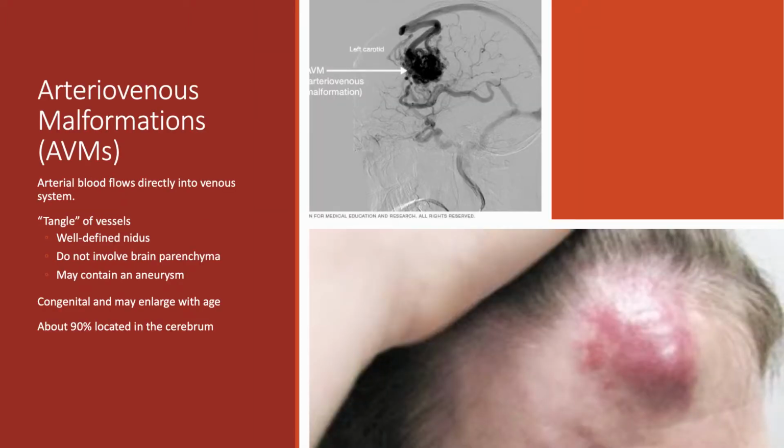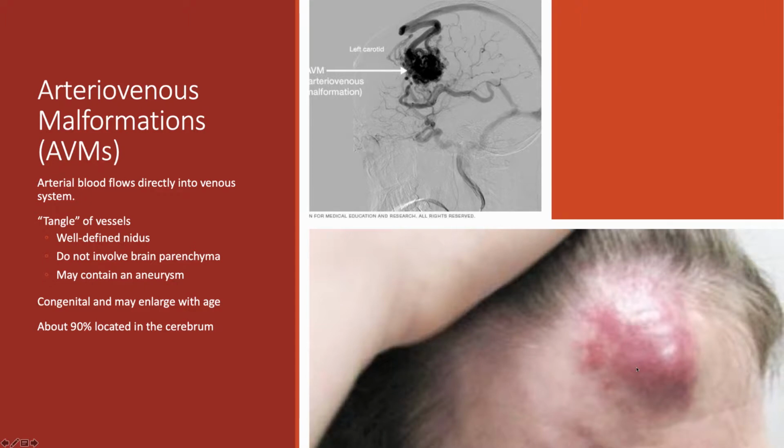So that is the arterial malformations that we call aneurysms. There's another kind of malformation called an AVM, or an arteriovenous malformation. Now, forgive me for putting this picture in. This is a picture of an AVM. This is not a brain AVM. It just happens to be on the patient's forehead. So this is a cutaneous AVM, but this is the idea.